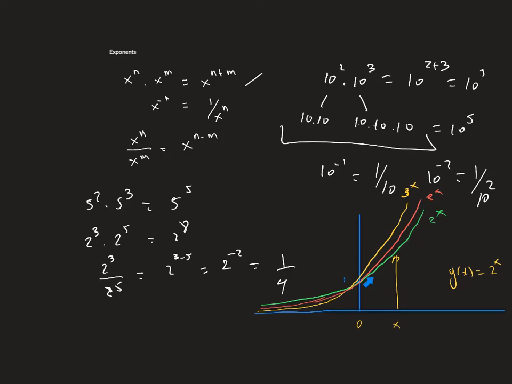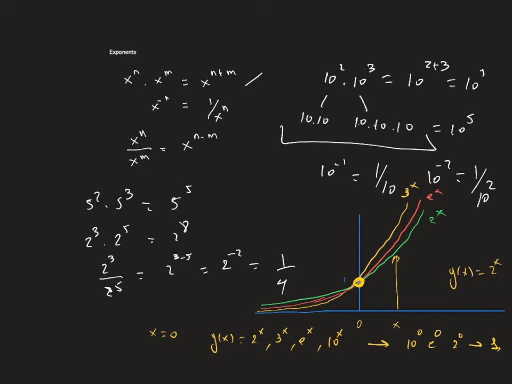So 2 to the x is a function that goes like this. 3 to the x is the yellow function, it goes like this. And e to the x is a function that goes like this. If you see all of them at x equals 0, 2 to the x, 3 to the x, e to the x, 10 to the x, all of them will have the value 10 to the 0, e to the 0, 2 to the 0, etc. And this value is 1. So all of them will pass through this point.